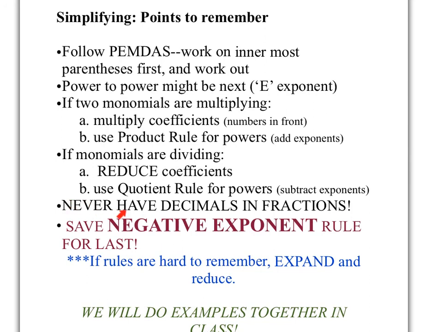You're never allowed to have decimals when we're doing our simplifying problems in this unit. So keep in mind that if you end up with decimals as a result, you need to back up. Decimals are not allowed. Negative exponent, that rule there should be saved for one of the very last things to do, because sometimes negative exponents will rule themselves out in the middle of doing other rules.